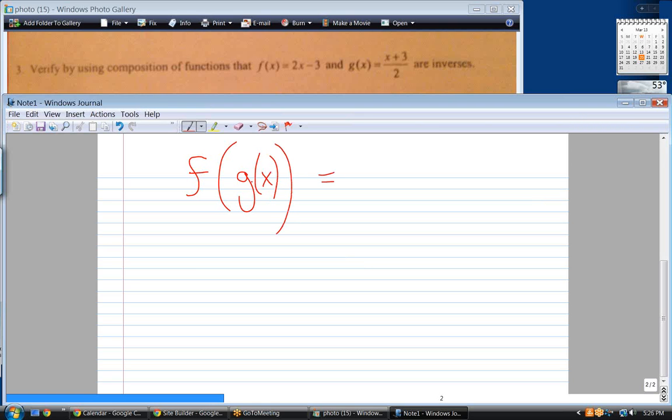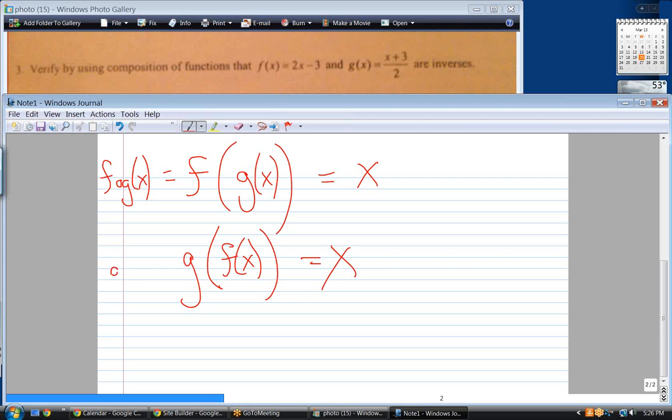So if g of x is the inverse of f, this has to be equal to x. Likewise, g of f of x also has to be equal to x. Now, another way you might see this written is f circle g of x. That's the same thing as f of g of x, or g circle f of x, also the same thing as g of f of x. All of these things are the same, but what it tells us is we have to take f of g of x and have it come out to be x.